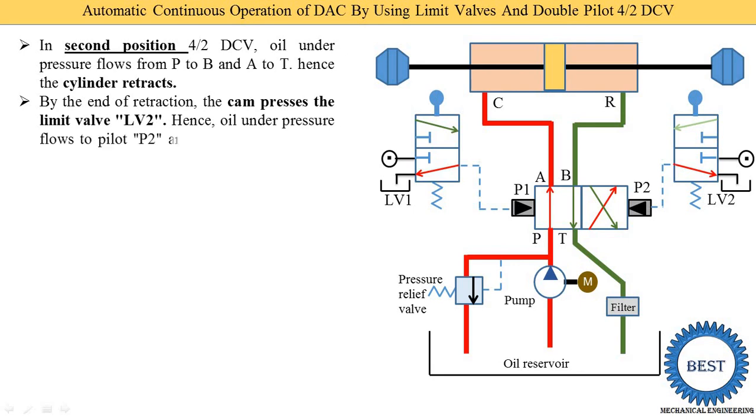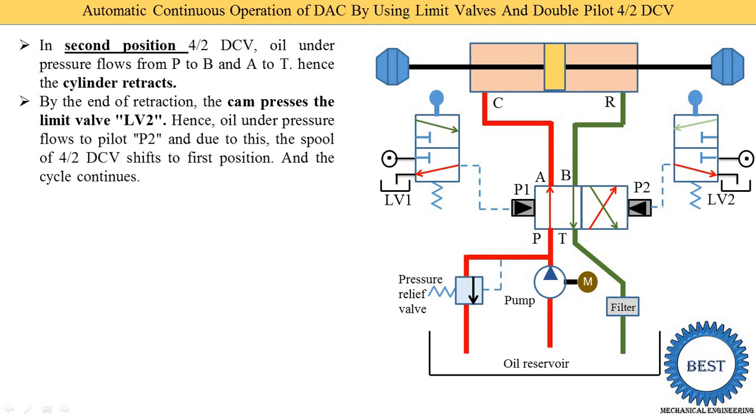By the end of the retraction, the cam presses the limit valve 2. Here it is written LV2, which means limit valve 2. When the retraction is going on, this cam goes away from LV1 and comes in contact with limit valve 2. So LV2 is pressed, and when LV2 is pressed, the oil under pressure flows to the pilot P2, which changes the position.